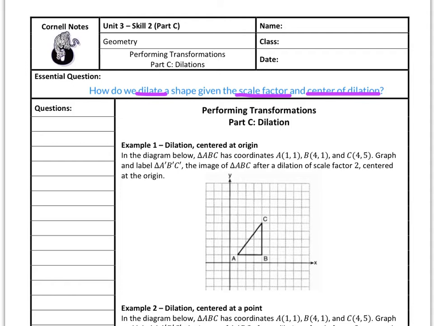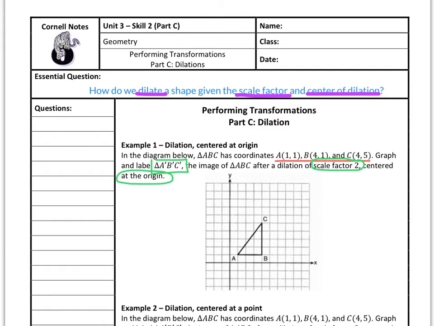So let's take a look at this first example. It says dilation centered at the origin. In the diagram below, triangle ABC has the following coordinates, A, B, C. Again, these coordinates here, I'm not reading them aloud. You can see the triangle's graphed below. It says graph and label triangle A prime, B prime, C prime, the image of ABC after a dilation with a scale factor of 2, and it's centered at the origin.